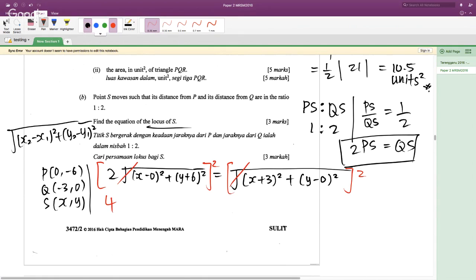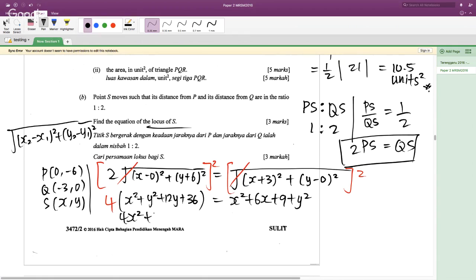All right, so x squared is just x squared. This is y squared plus 12y plus 36, and it equals x squared plus 6x plus 9 plus y squared. So I will just simplify it. This is 4x squared plus 4y squared plus 48y plus 144 equals x squared plus 6x plus 9 plus y squared. Move everything to one side.